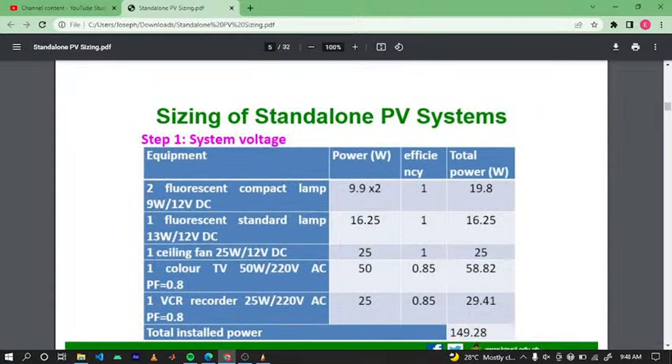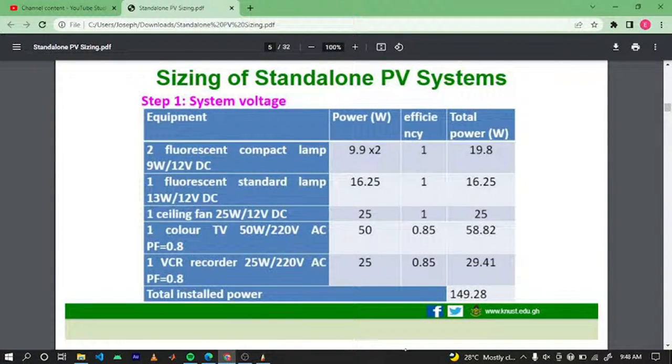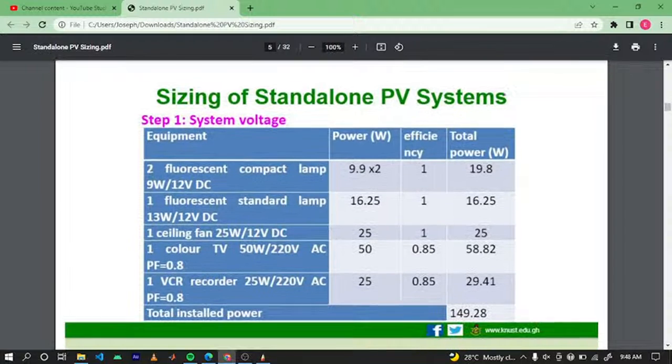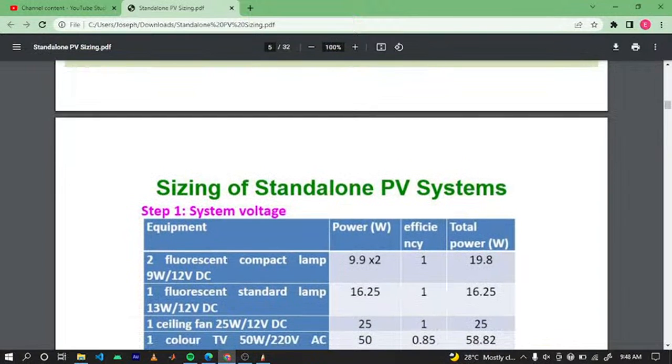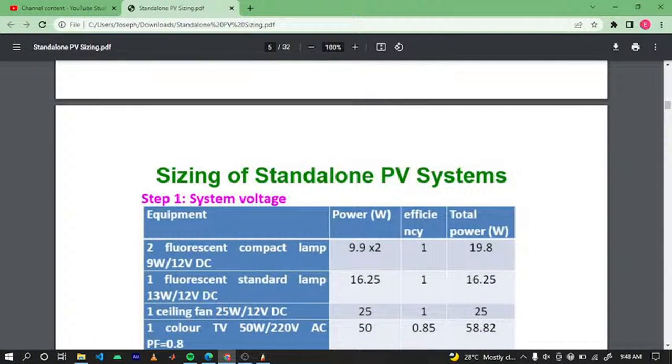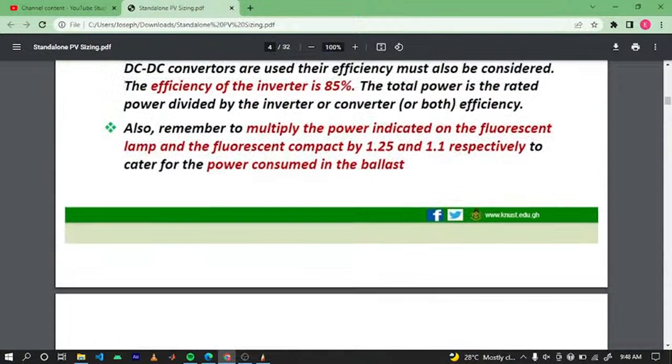Now for AC components, you multiply their power by the efficiency of the inverter, 0.85 here, to get the power. Find your total. Now when you get your total power, what does it tell us? You use this table. When you find your total power, come to the table and read where your system voltage is.